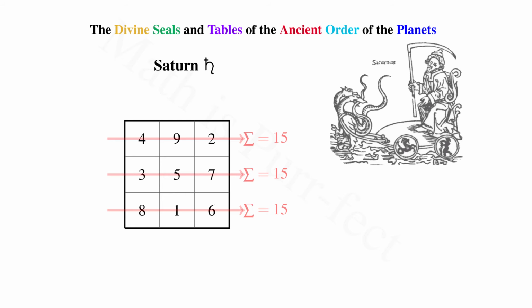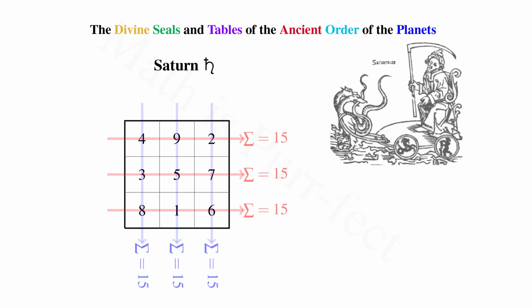Now let's consider the sum of the columns. The first column entries have a sum of 3 plus 4 plus 8, or 15. The second column entries, 9, 5, and 1, also sum to 15. The third column entries, 2, 7, and 6, sum to 15.